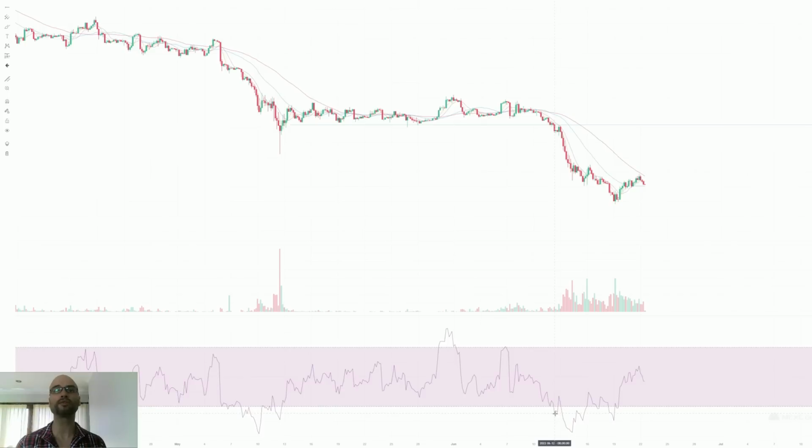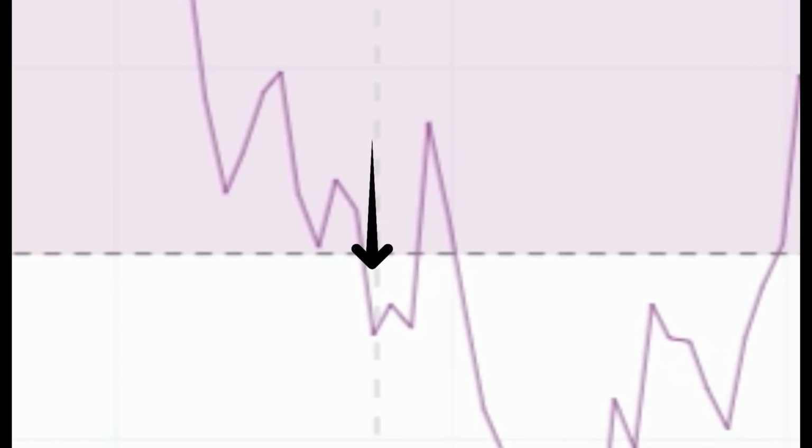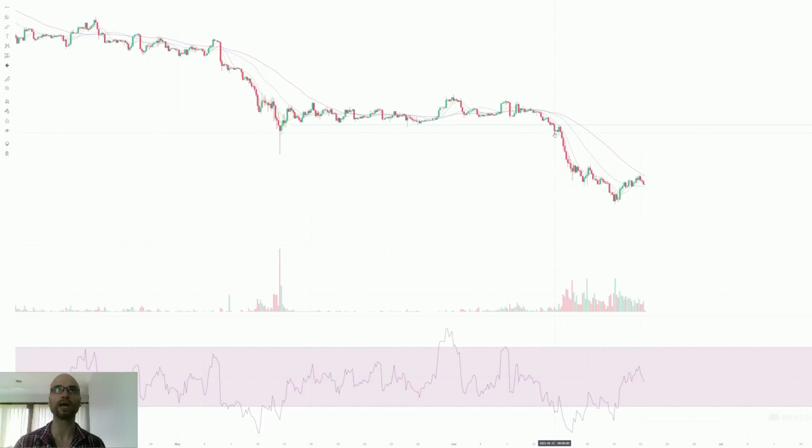So here you would have had what we call confluence. A, we have a break of the previous market structure with this 4-hour candle, and B, we have an entry into the oversold area, which is again a further sign of weakness. So that would be your confluence for entering this trade.